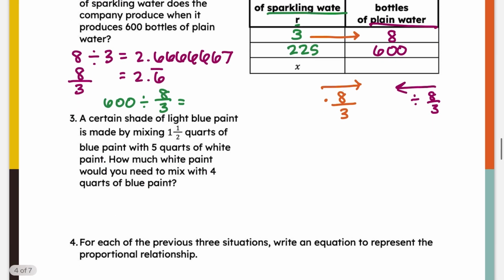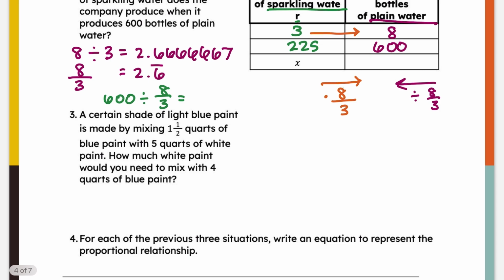When we get to number 3, there is no table, but we've kind of baby stepped through this enough that hopefully you know how to create your own table. A certain shade of light blue paint is made by mixing 1.5 quarts of blue paint with 5 quarts of white paint. So how much white paint would I need to mix with 4 quarts of blue paint? There isn't a table, but this would make so much more sense if I could organize it into a table.